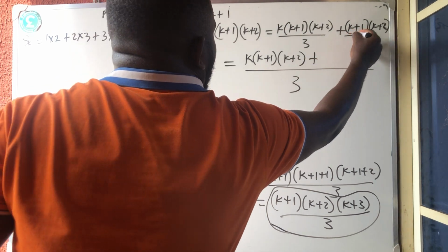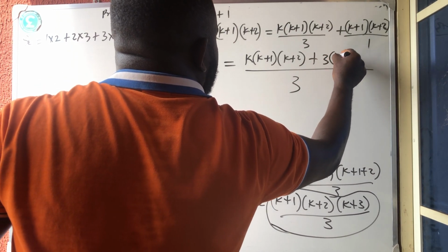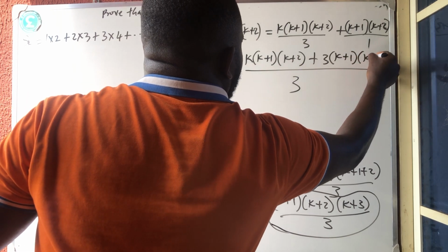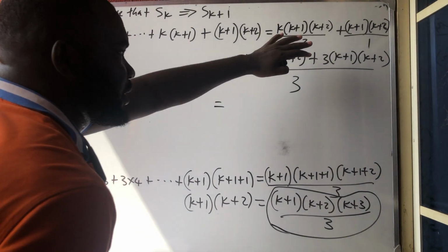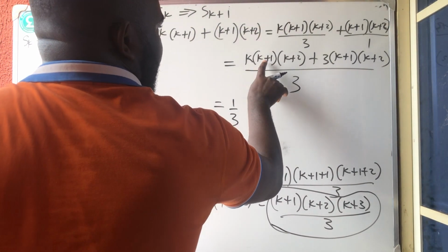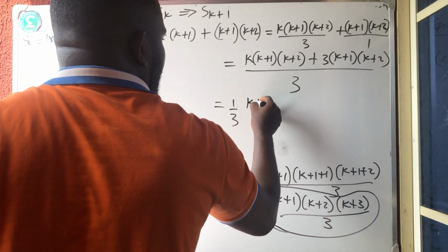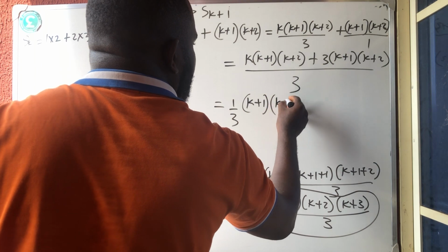Okay. Plus, for this is over 1. This divided by this 3. 3 times this. 3 bracket K plus 1 bracket K plus 2. Are you with me? So now, if you look at this, they have 1 over 3 in common. If I bring out that 1 over 3, what else do they have in common? They have K plus 1 in common. What else do they have in common? K plus 2. They have K plus 2 in common.